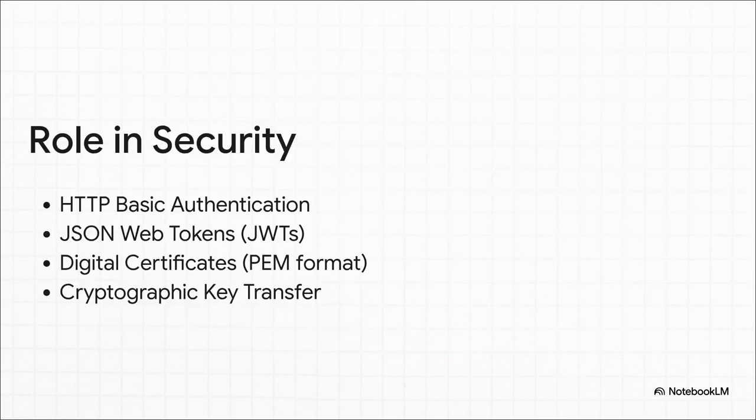And believe it or not, Base64 also plays a really important supporting role in security. Things like JSON Web Tokens, which are used to keep you logged into websites, or even the digital certificates that make your connection secure. They all use Base64 to package up their data into a text-friendly format. To be clear, it's not the lock itself, but you can think of it as the secure envelope that carries the key.